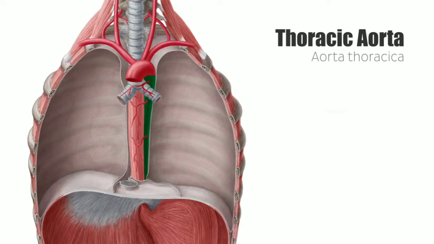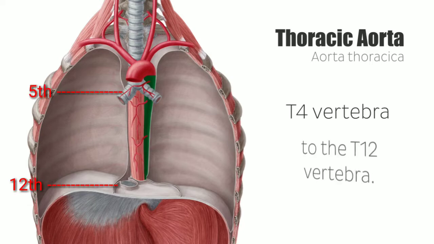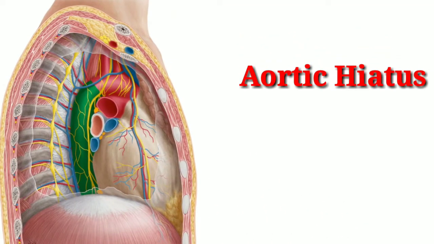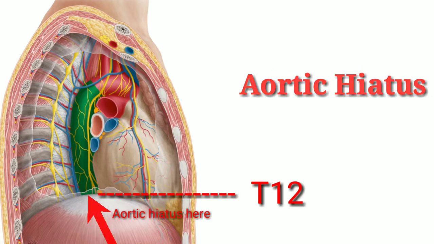It begins at the level of the fourth thoracic vertebra and descends on the left side of the thoracic vertebrae, from the fifth thoracic vertebra to the 12th thoracic vertebra, running behind the base of the left lung and the pericardium. It enters the abdomen via the aortic hiatus of the diaphragm when it reaches the T12 vertebra.